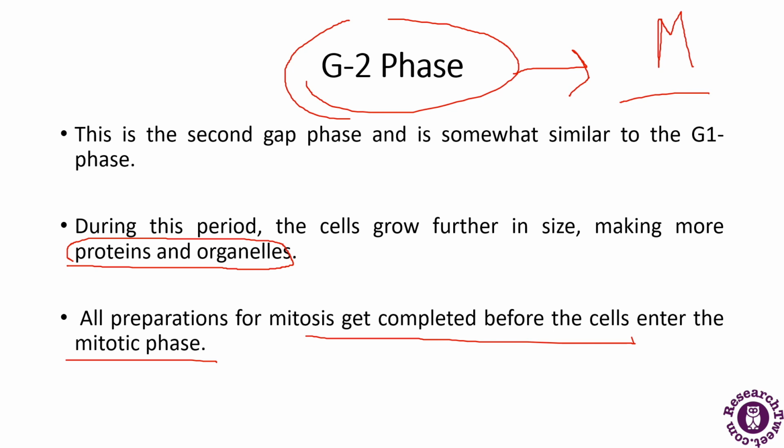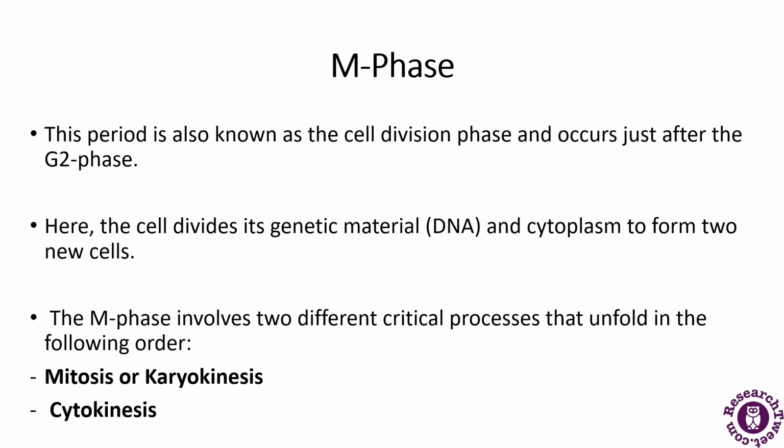During this phase, the RNA, the proteins and other macromolecules that are required for multiplication of the cell organelles, spindle formation and cell growth are produced as the cell prepares to go to the mitotic phase. The next phase is the mitotic phase or the M phase, which is just after the G2 phase.